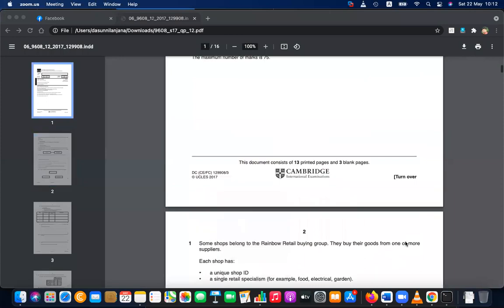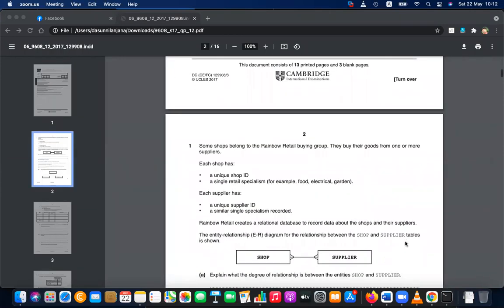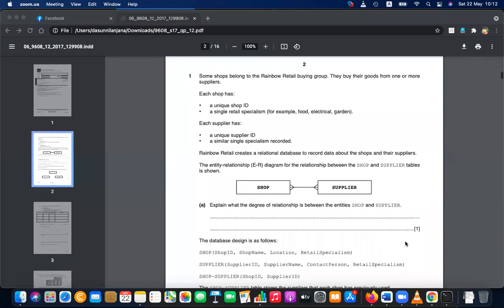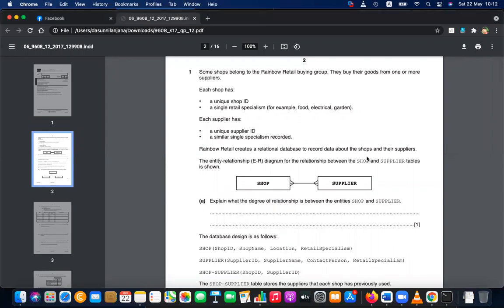Good morning, and we are going to discuss the 2017 May/June paper 9608, the first question. It's asking about database concepts. Some shops belong to Rainbow Retail Buying Group. They buy their goods from one or more suppliers.